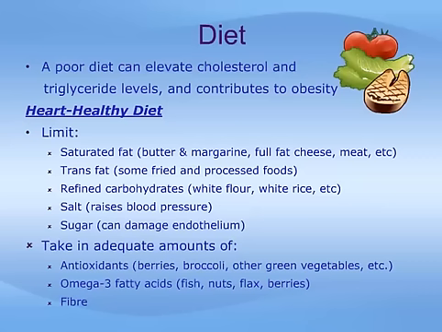Trans fat, a processed fat that does not occur in nature, is found in donuts, breads, crackers, potato chips, cookies, margarine, and salad dressings. And refined carbohydrates, foods that have had the fiber removed from the grain, include white rice, white bread, sugary cereals, and pasta made from white flour. A diet low in salt will help prevent high blood pressure, and limiting sugar can help preserve the functioning of the endothelium and prevent increased levels of oxidized LDL. While limiting these substances, one should strive to take in adequate amounts of antioxidants, omega-3 fatty acids, and fiber.